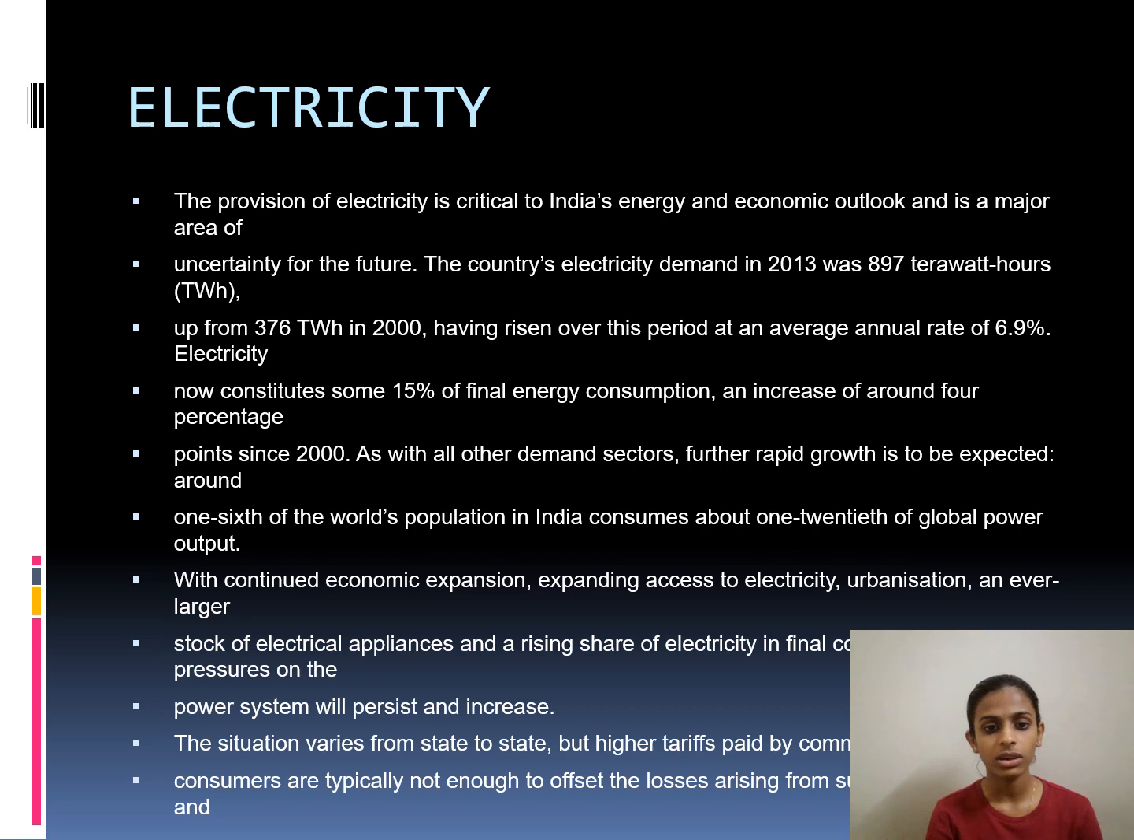Electricity constitutes some 15% of final energy consumption, an increase of around 4 percentage points since 2000. As with all other demand sectors, further rapid growth is to be expected. Around one-sixth of the world's population in India consumes about one-twentieth of global power output. With continued economic expansion, expanding access to electricity, urbanization, an ever larger stock of electrical appliances, and a rising share of electricity in final consumption, pressures on the power system will persist and increase.